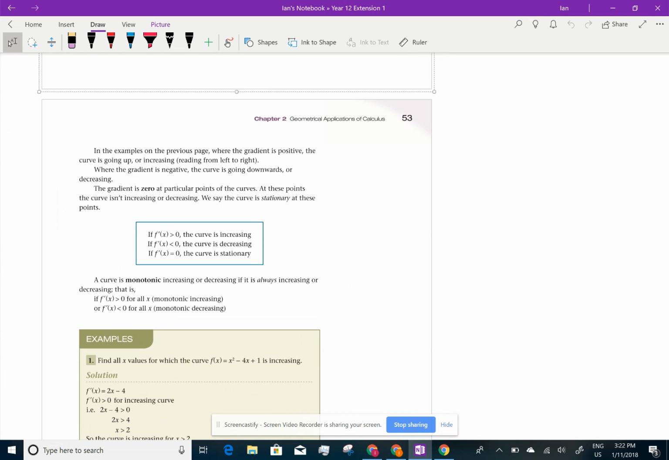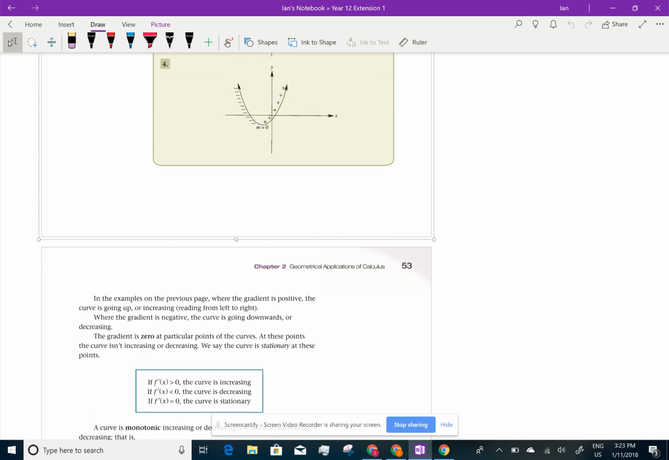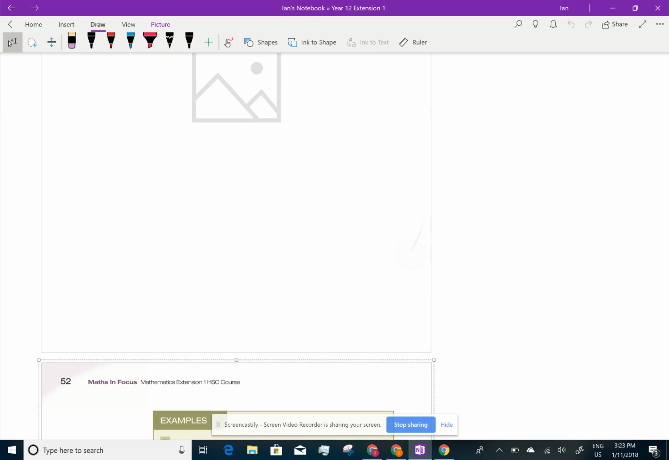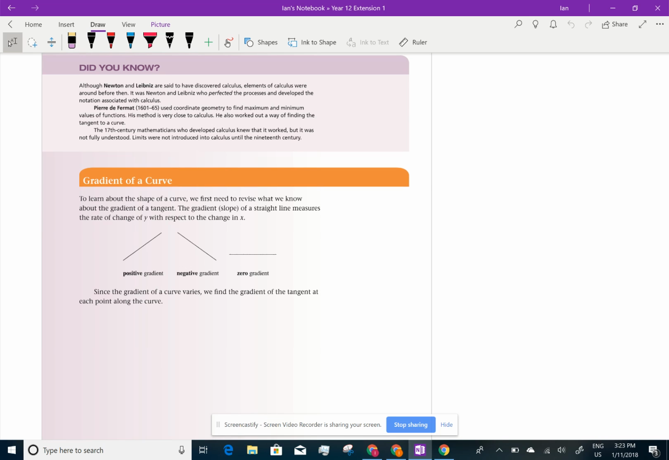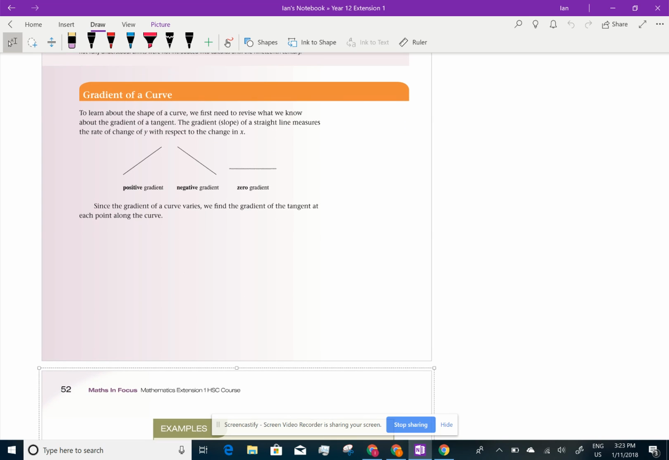Okay, Year 11, I'm going to go over some of the questions and some of the work from our first jump into Year 12, and I'm going to do geometrical applications of calculus and exercise 2.1. But first we have to have a look at some notes. Now, it's important that when we differentiate something, what are we finding?